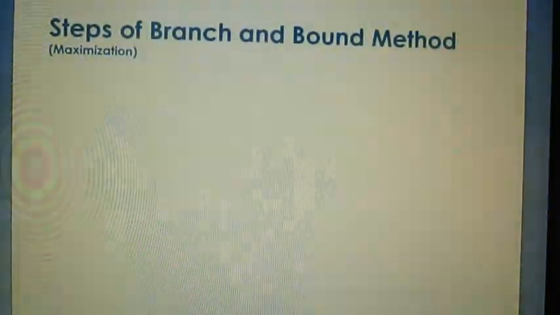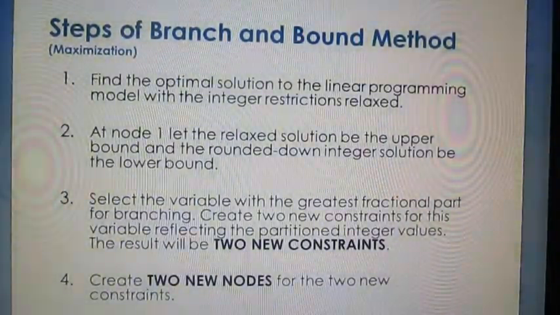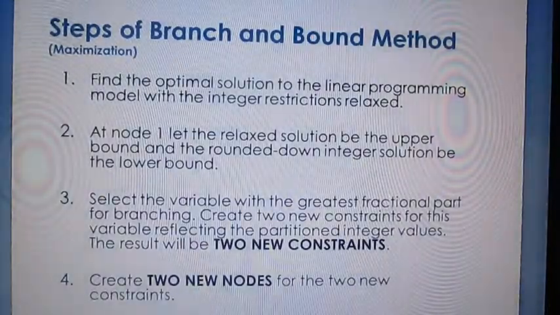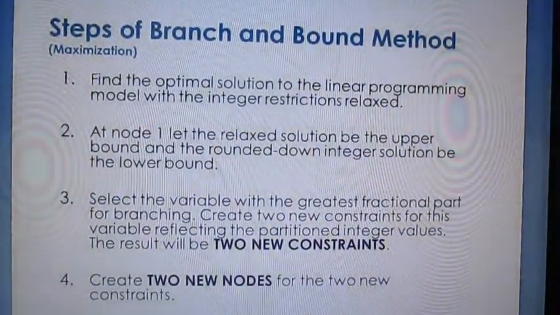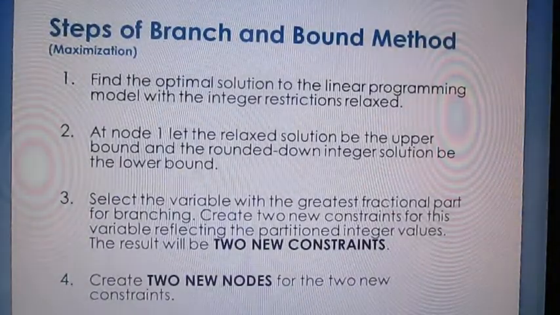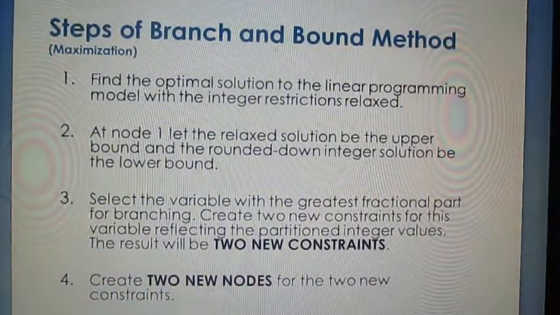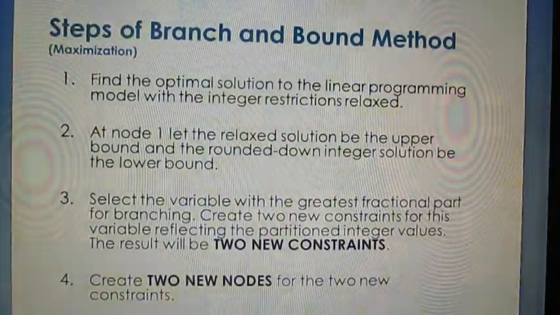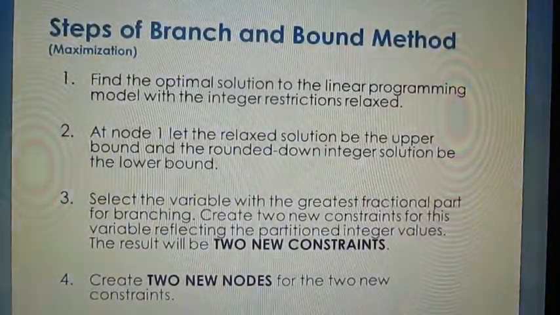Steps of branch and bound method, generally for maximization. First, find the optimal solution to the linear programming model with the integer restrictions relaxed. Meaning, we're going to omit the constraint that the variables must be integer. Step 2. At node 1, let the relaxed solution be the upper bound and the rounded down integer solution be the lower bound.